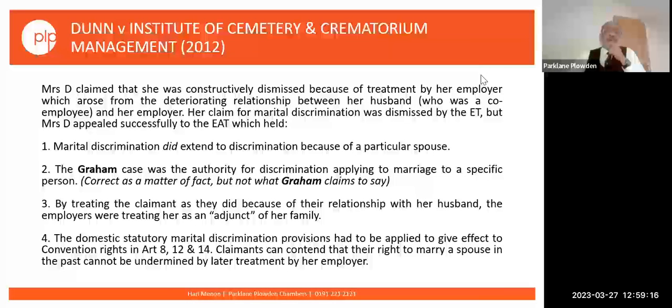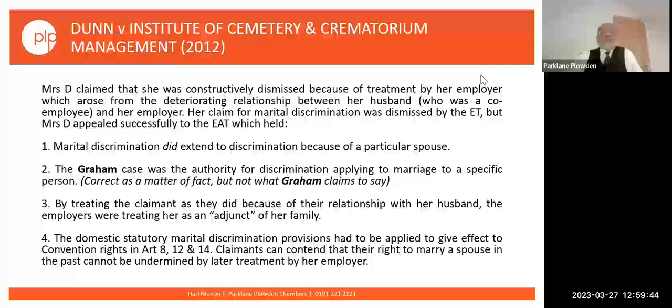First, it says that marital discrimination did extend to discrimination because of a particular spouse. And curiously, it said that Graham, the case of Graham, was the authority for discrimination applying to a marriage to a specific person, although that's not what Graham actually says. The trouble with Graham is that it says one thing and does something else.